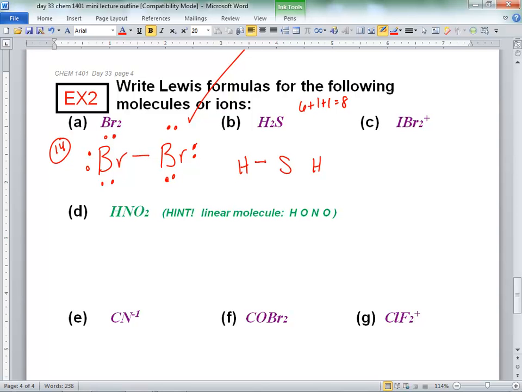So start with connecting them. Hydrogen's done. That one line means everything left over goes where? On the center atom. So I used up 2, 4, 6, 8. That line counts as 2, right? Yes. So I've used up all 8 electrons, and everybody's happy. Right? Everybody's happy.